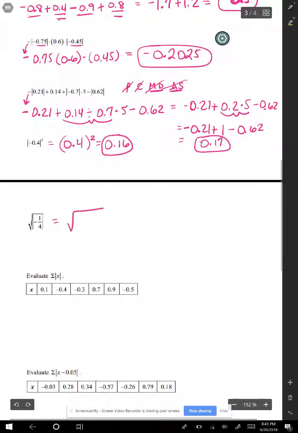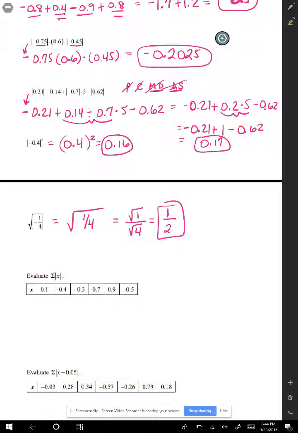Here we have the square root of the absolute value. So we take the absolute value first. Absolute value of negative 1/4 is positive 1/4. When we take the square root of a fraction, we separate it. So we have the square root of 1 over the square root of 4. 1 times 1 is 1. 2 times 2 is 4. So the square root of 1 is 1. The square root of 4 is 2. And 1/2 would be my answer.